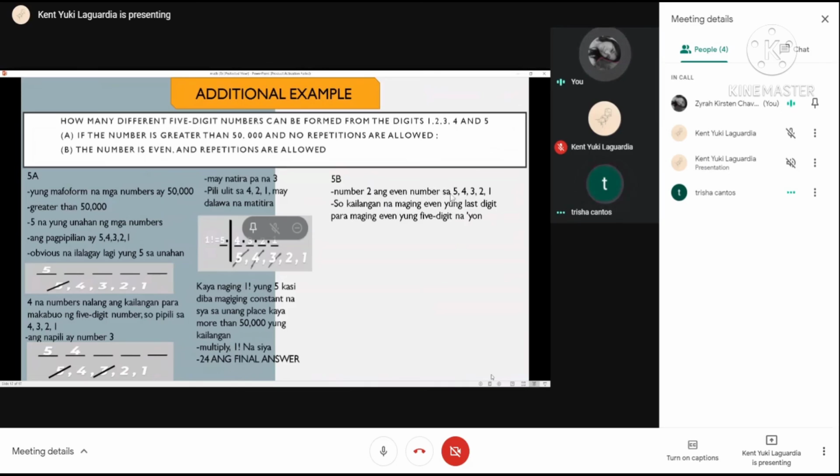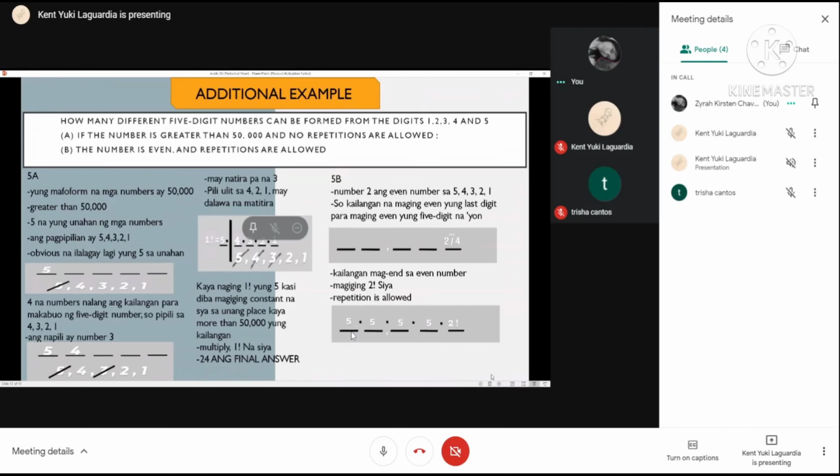5B. The number 2 is the only even number among 5, 4, 3, 2, 1. So the last digit needs to be even for the 5-digit number to be even. It must end in an even number, so that position has 2 choices. Repetition is allowed. 2 times 5 to the fourth power equals 2 times 625, so 1,250 numbers is the final answer.